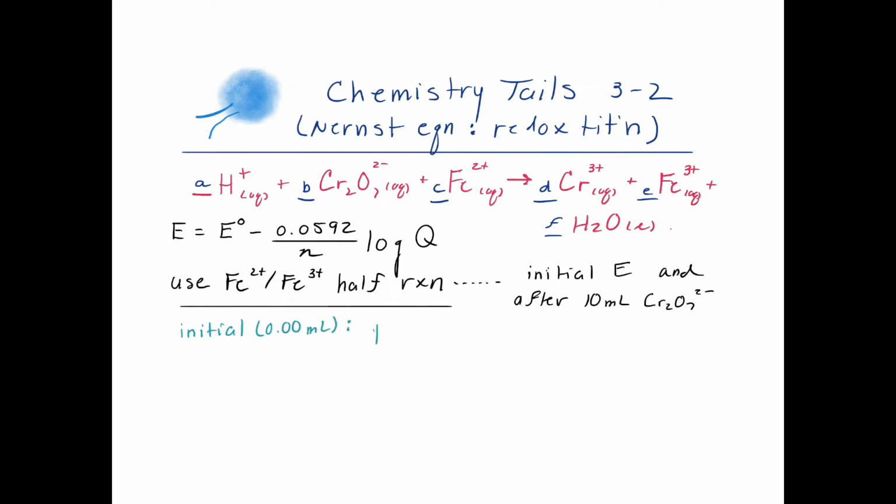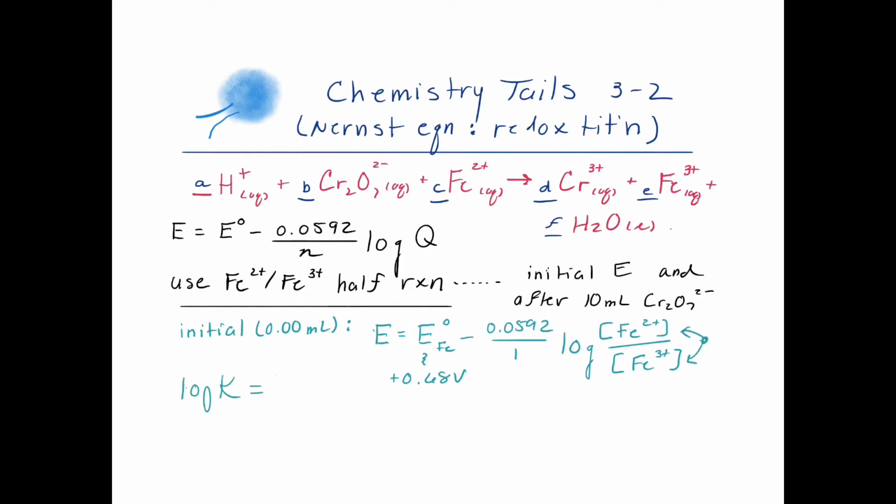Initially, we write the Nernst equation. Standard condition cell potential for the iron reaction, 1 mole exchange, and then the reduced form is iron 2 concentration over iron 3 concentration. We need to get the values for those two concentrations.